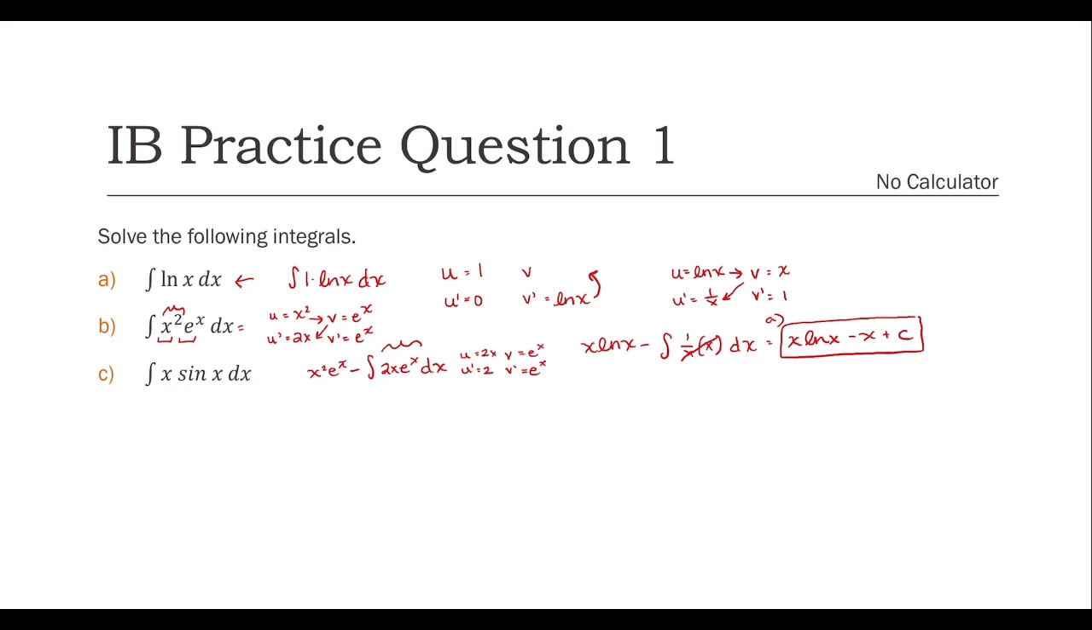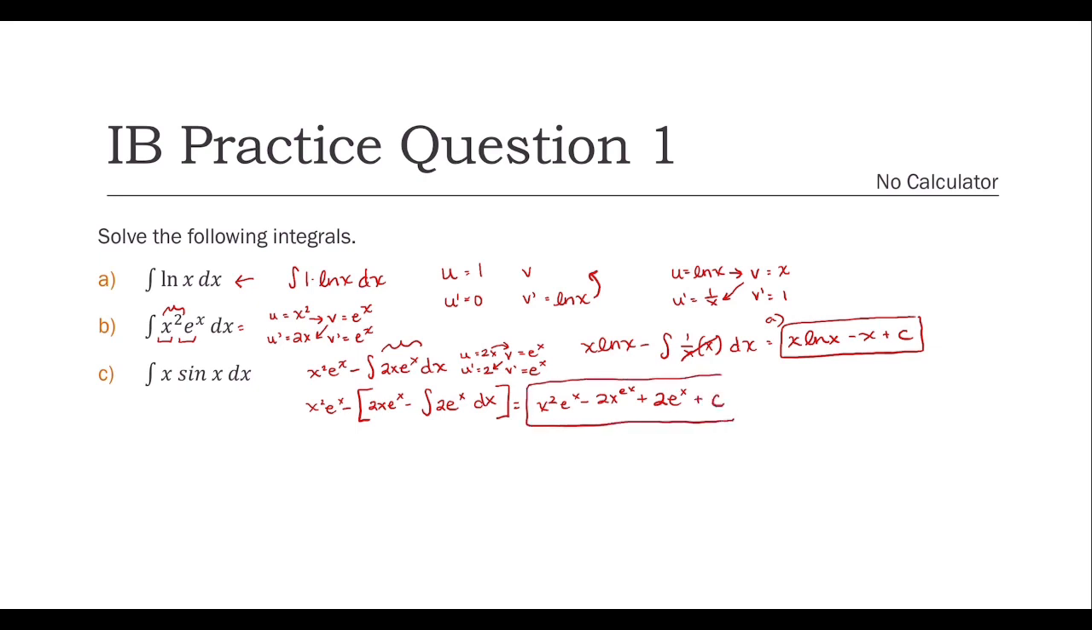So now we have our x squared e to the x minus this integral, which would be u times v, so 2x e to the x, minus the integral of v times u prime, so 2e to the x dx. So this will equal x squared e to the x minus 2x e to the x plus our integral of 2e to the x. You can pull the 2 in front of the integral sign, and the integral of e to the x is e to the x. And then don't forget plus c.